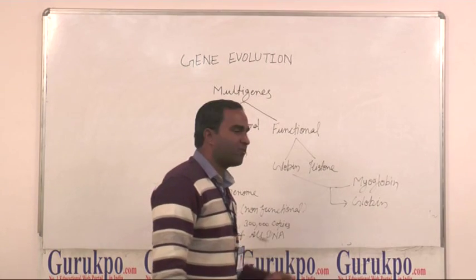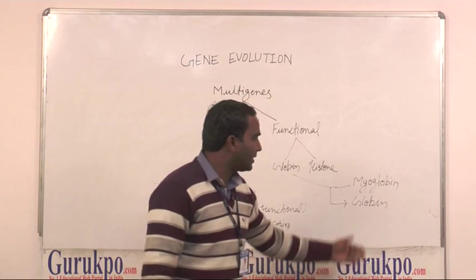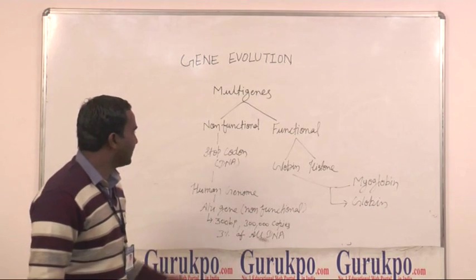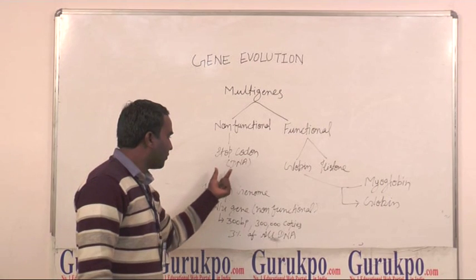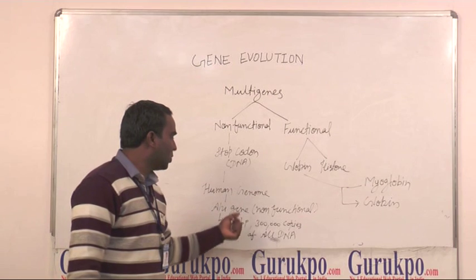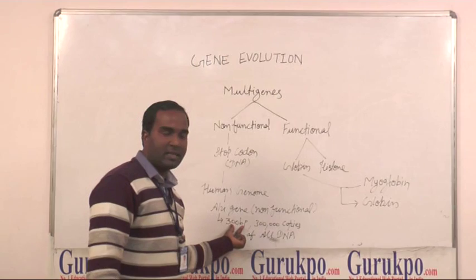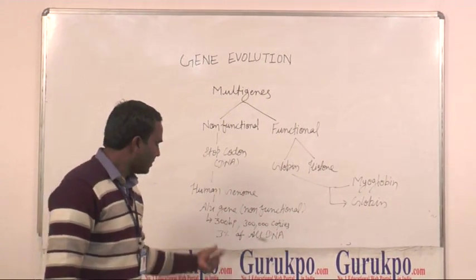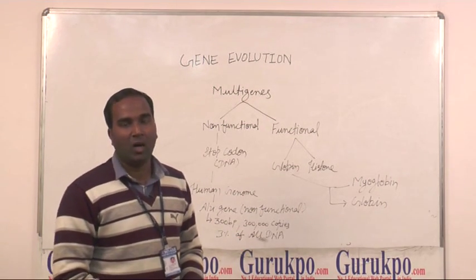The globin is found in two groups: the myoglobin, which is stored in the muscles, and the second one is the globin, which is stored in our blood. But among non-functional examples, like the stop codon in DNA, take the human genome. The ALU gene found in humans has 300 base pairs and 3 lakh copies. This ALU gene is 3% of all the DNA of the human body.